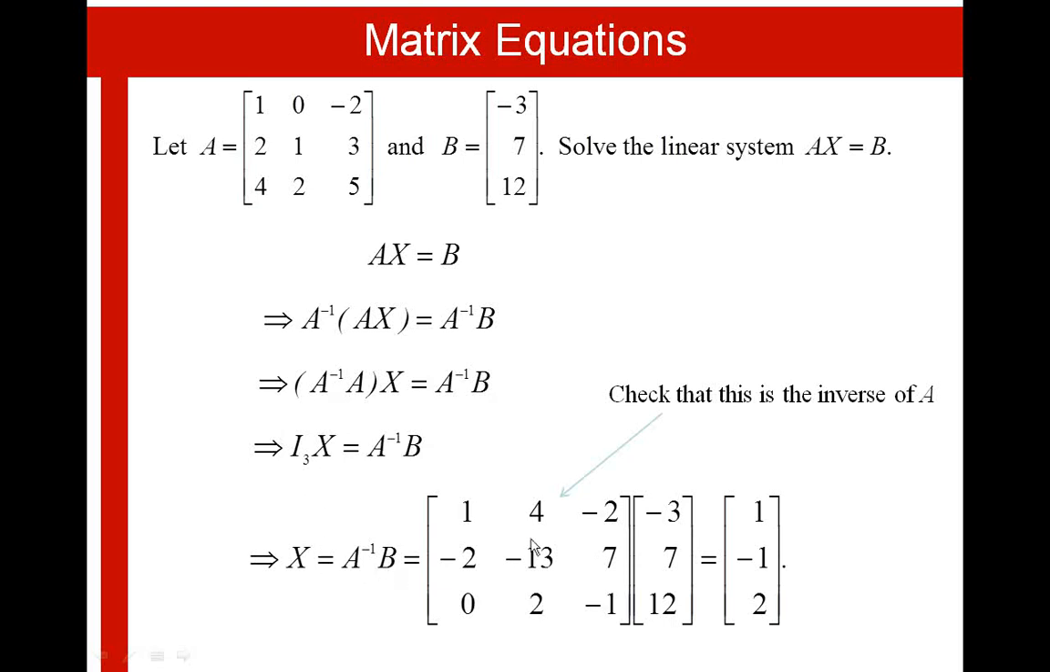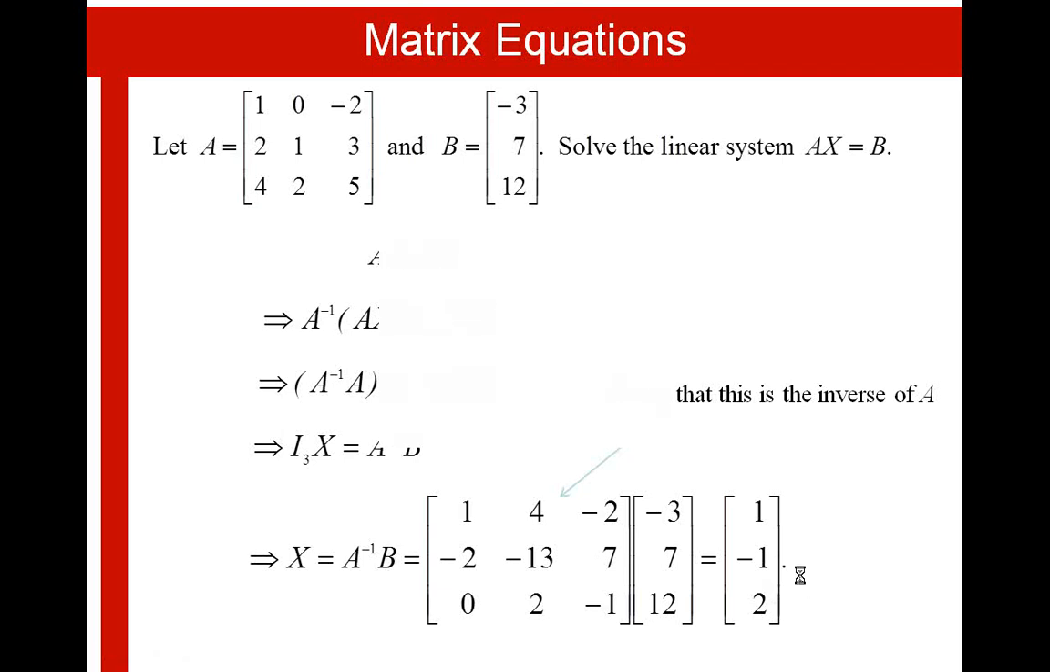And A minus 1 we have found before in a previous example that we have done in section 1.4. If we multiply these two matrices together, we obtain the matrix of the variable X. Therefore, X1 is equal to 1, X2 is equal to minus 1, and X3 is equal to 2.